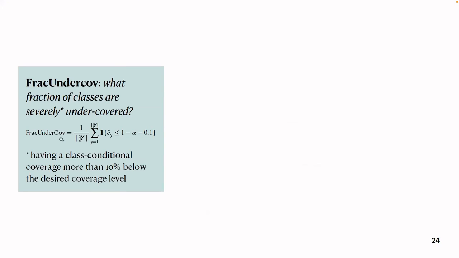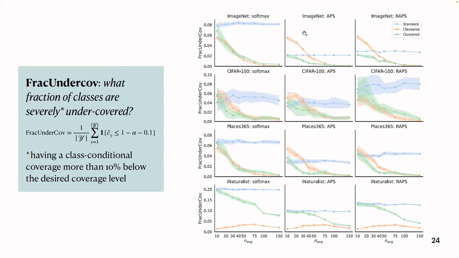Okay, and then the final metric we'll look at is the fraction of classes that are severely undercovered. Since we're using a desired coverage level of 90%, this is the fraction of classes that have class conditional coverage less than 80%. That's shown here. And again, clustered is doing as well as or better than both standard and class-wise conformal for most datasets. The exception is in this last row, iNaturalist, where class-wise has a lower fraction of classes that are severely undercovered.